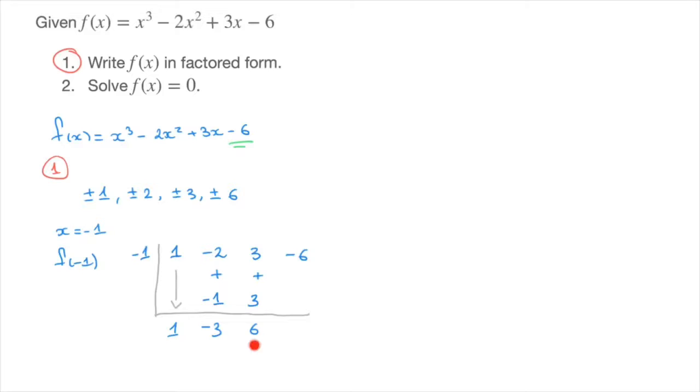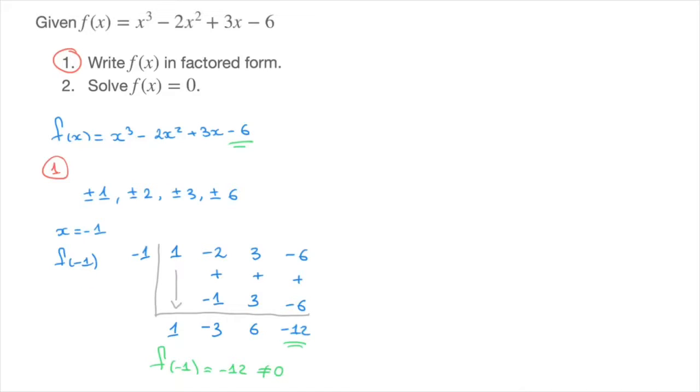I now multiply 6 by −1, so 6 times −1 is −6, and I add this −6 to the −6 above it. That's −6 plus −6, which is −12. So this −12 tells us that f(−1) is equal to −12, and what's important here is that it's not equal to 0. So −1 is not one of this polynomial's zeros.